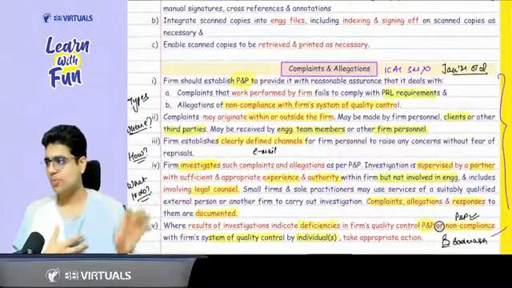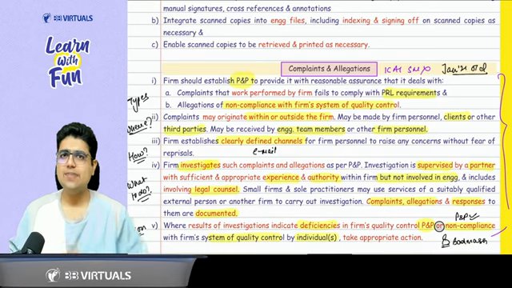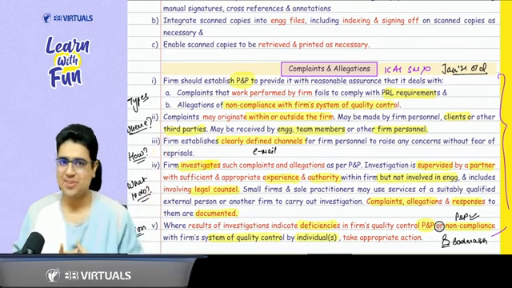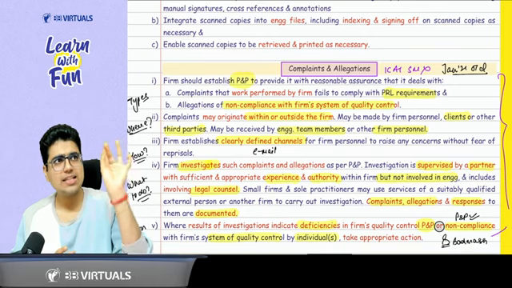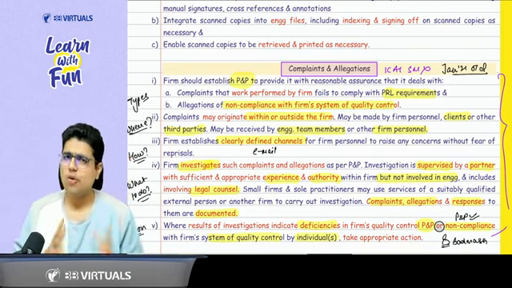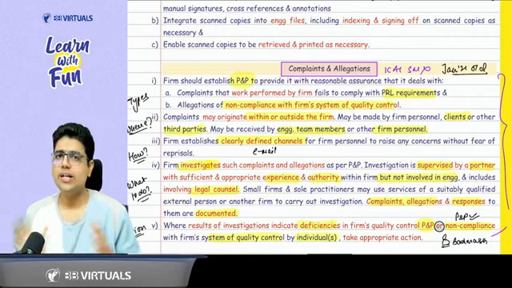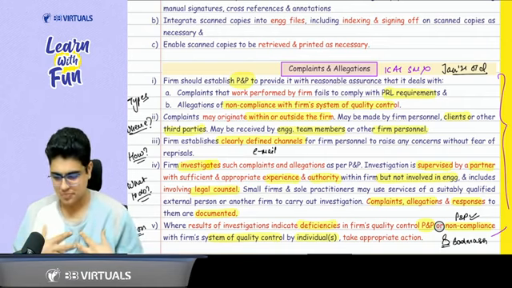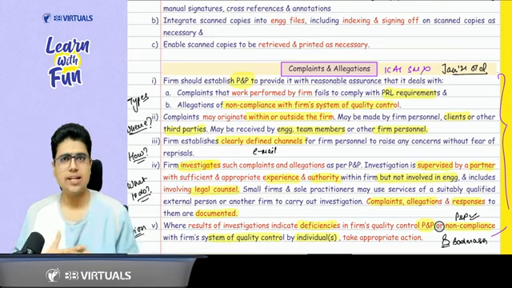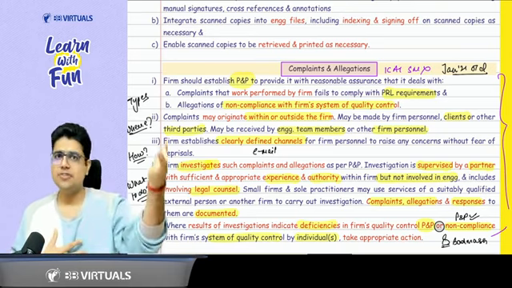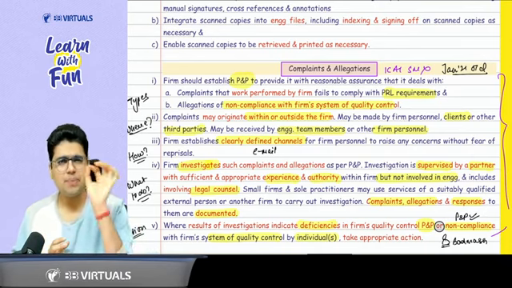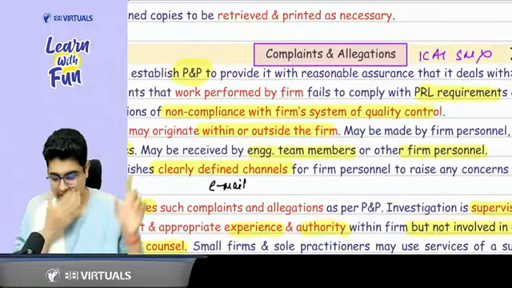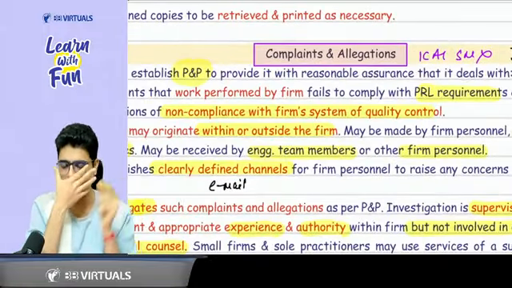First of all, talking about the policy of complaints and allegations, it will talk about the types of complaint: non-compliance with the outside requirement and inside requirement. What were the outside requirements? PRL requirement: professional standards, regulatory and legal requirements. What were the inside requirements? That is the quality control policies and procedures of the firm. Then, sir, from where can the complaint come? It can originate outside the firm or inside the firm. Third question, how will the complaint come? Via clearly defined channels, so you can have an email through which complaints are received.